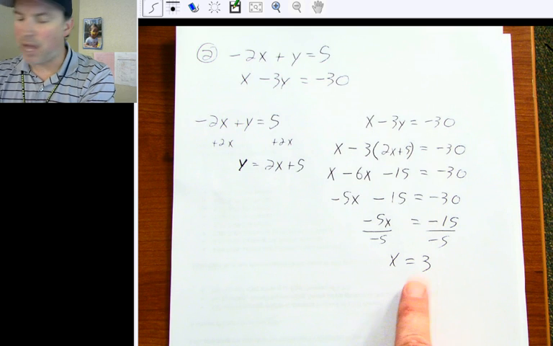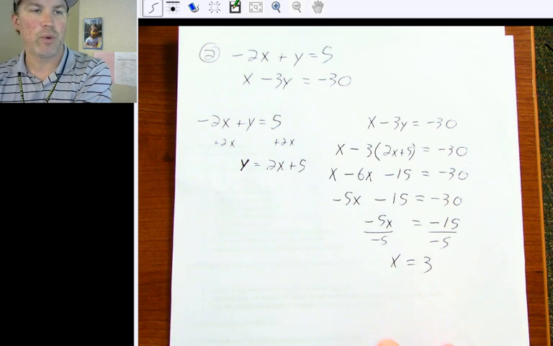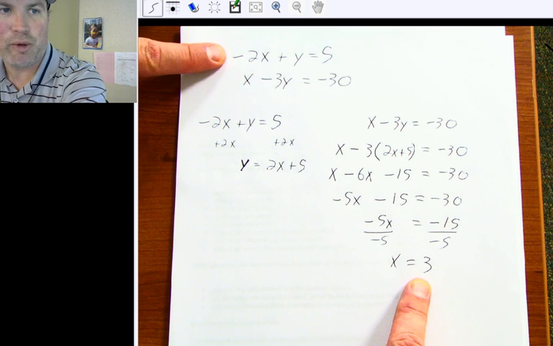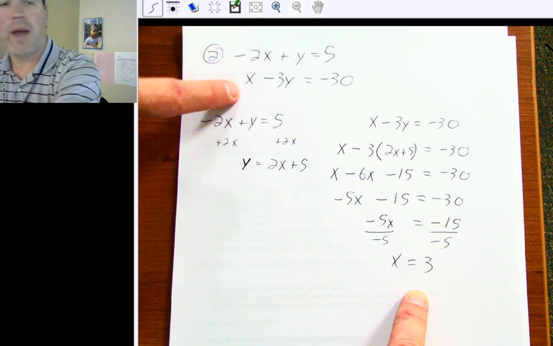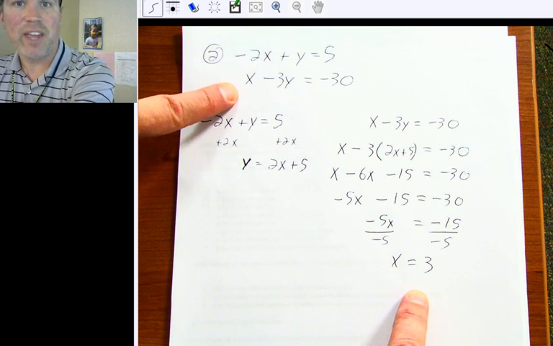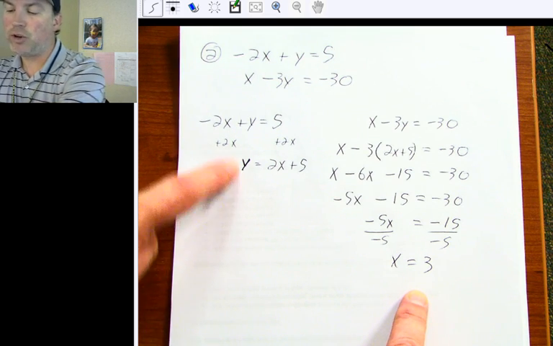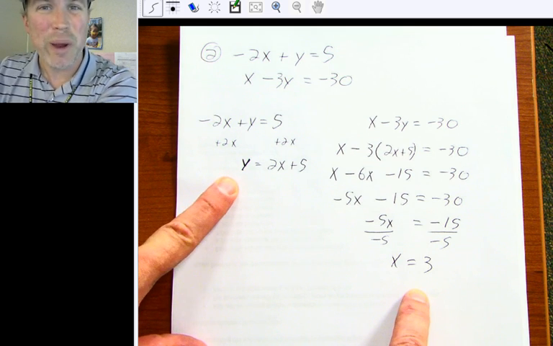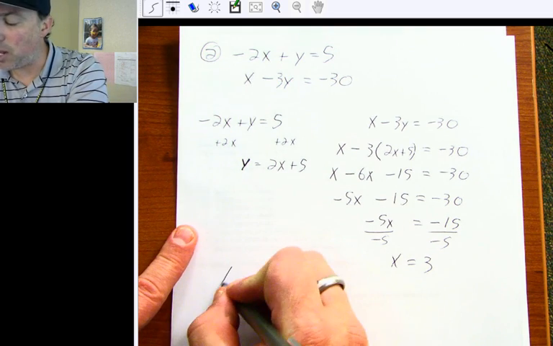Alright, so we have x equals 3, and now we need to plug this 3 into an equation. We can plug this 3 into this equation up here, and you'll get the right answer that way. But down here, where I took the first equation and solved it for y, it already says y equals. So it would be a great step to use that equation.